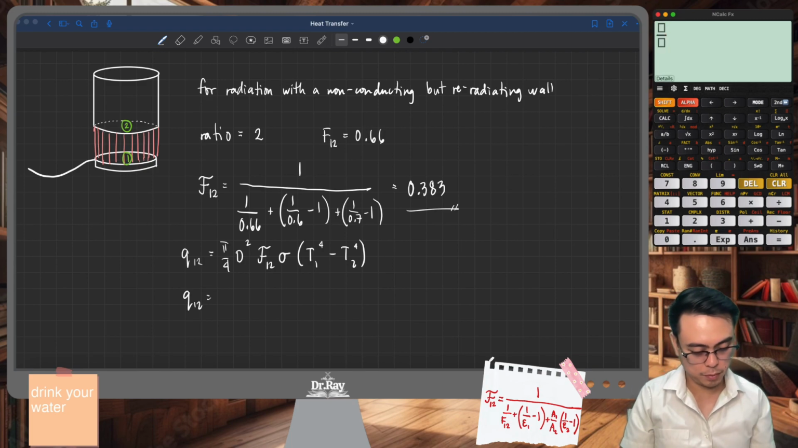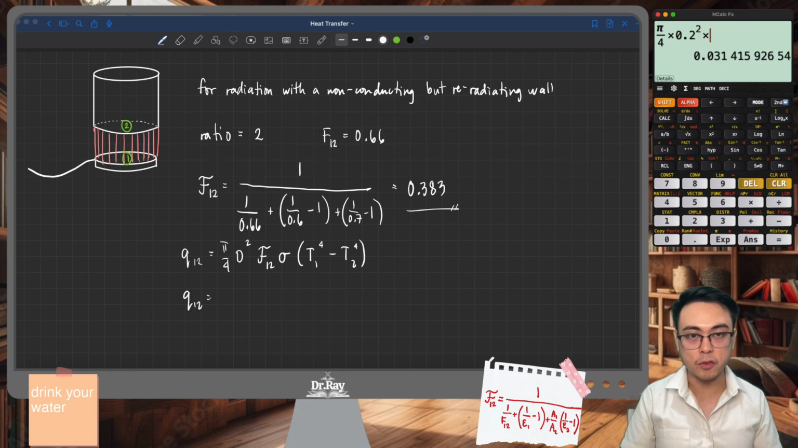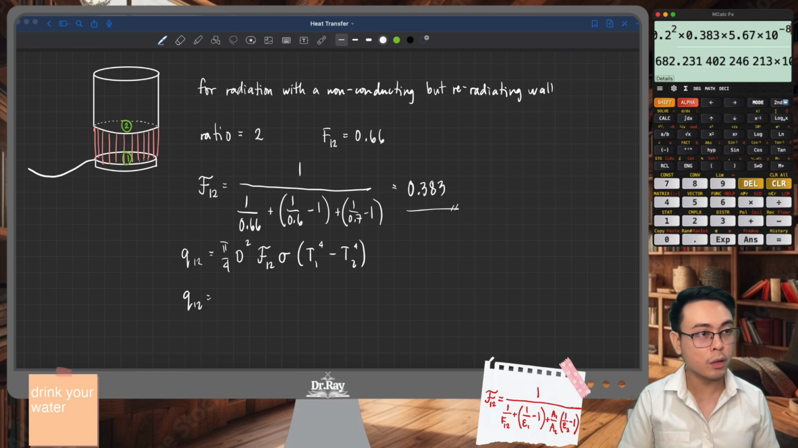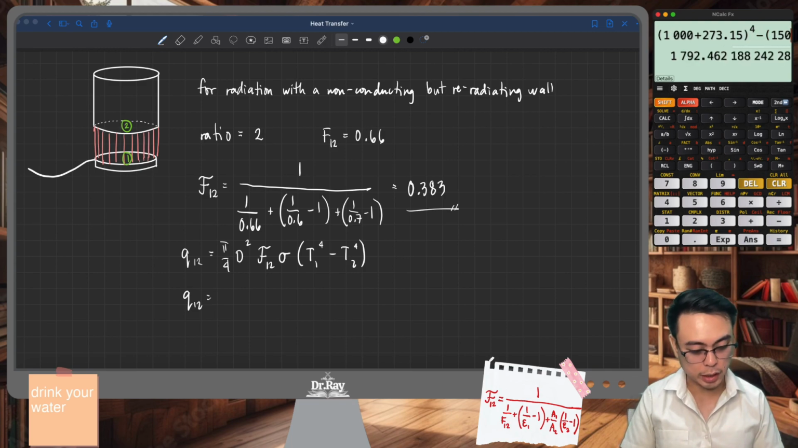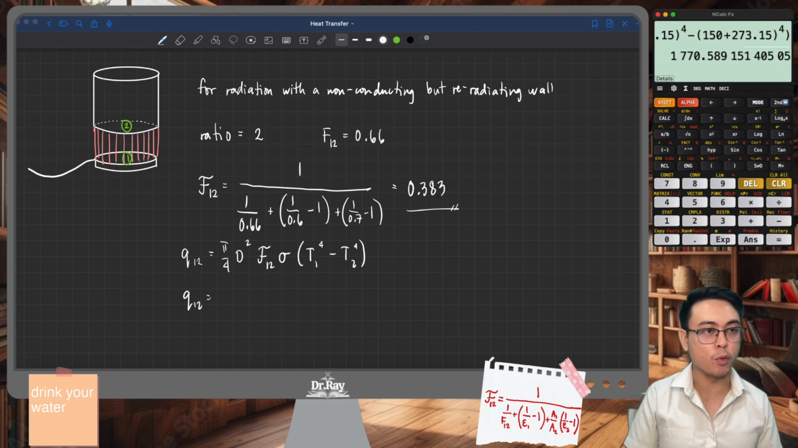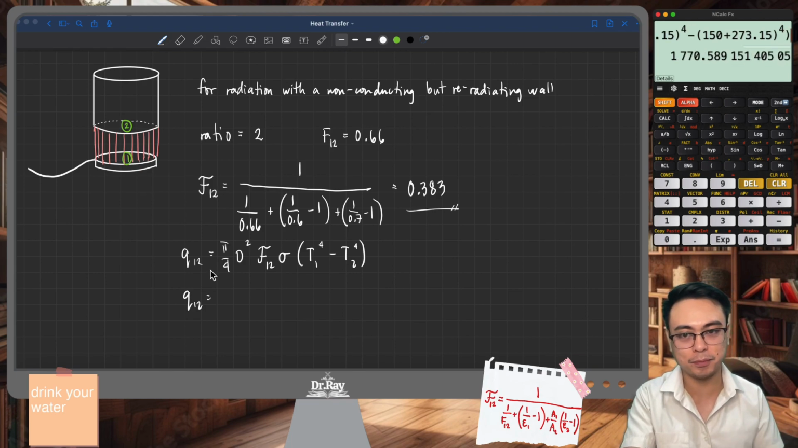That is, we use this, pi over 4 times diameter is 0.2 meters squared, times the new overall interchange factor, times the Stefan-Boltzmann constant, times temperature 1 is 1000 degrees Celsius, convert that to Kelvin, to the fourth, minus the temperature of the receiving surface is 150 degrees Celsius, converting that to Kelvin, and then raised to the fourth power. The answer is 1,771 watts.